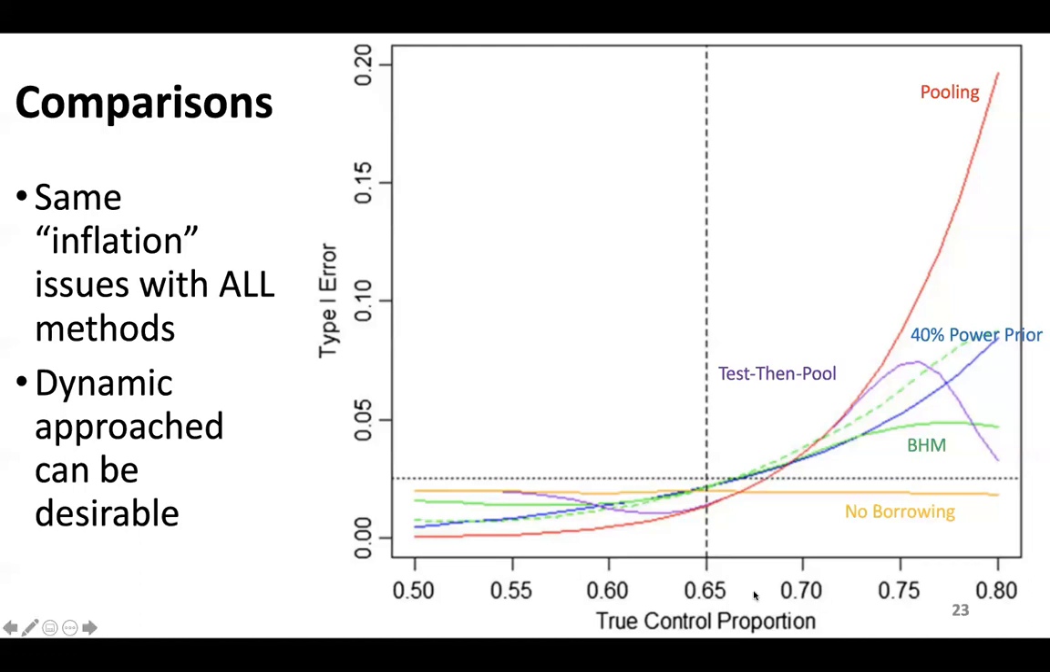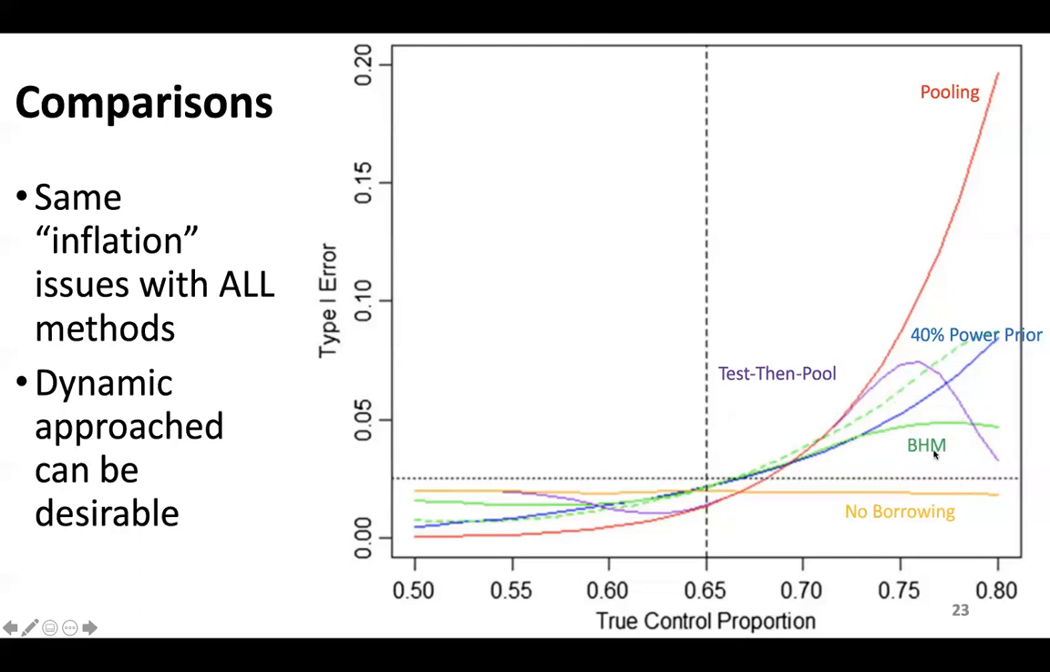Now, the type 1 error at exactly 65 is smallest with the pooling. It's a little bit larger for the power prior in that setting, but it does not have as bad a type 1 error if we have positive drift in both of the arms. Notice the Bayesian hierarchical model, its type 1 error starts to decrease as that control rate increases. So as that rate increases, it's discounting the data and it's starting to look more like no borrowing.